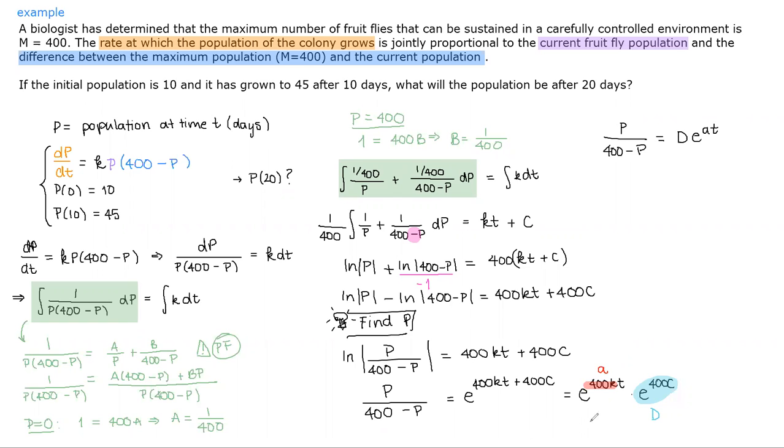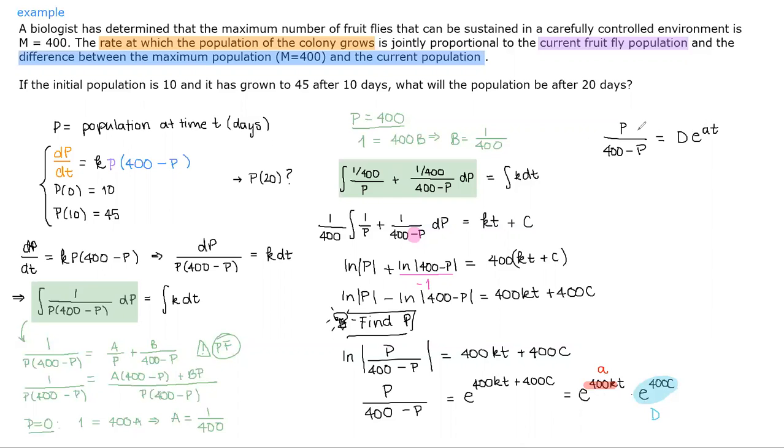Now, if it's not intuitive for you why I can replace this by a and d, remember that you can still solve everything by writing this as e to the 400kt times e to the 400c. It's just that it's going to be messier. You're going to have to deal with more writing, and so I'm just trying to make it a little bit more practical.